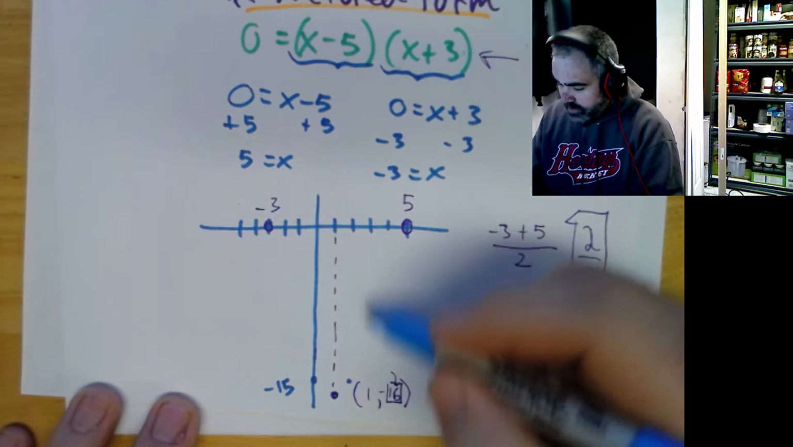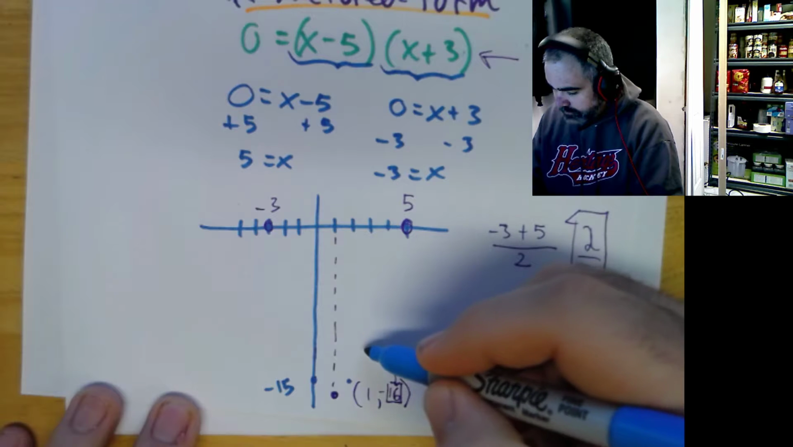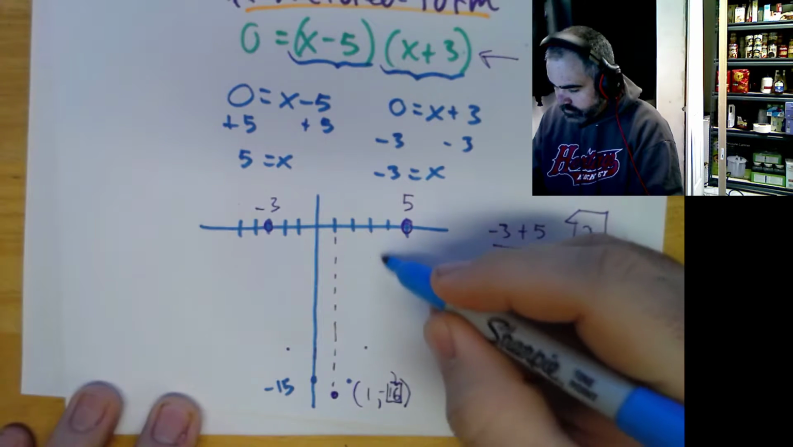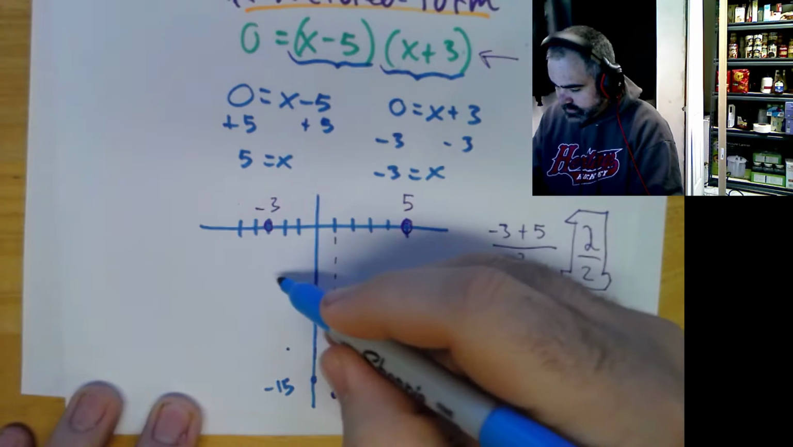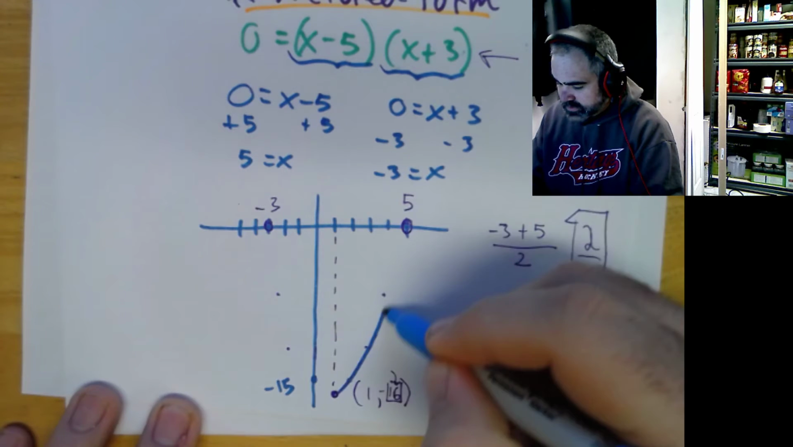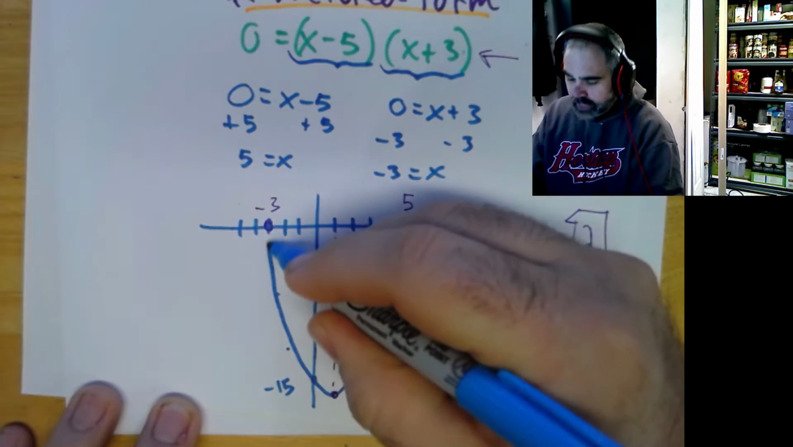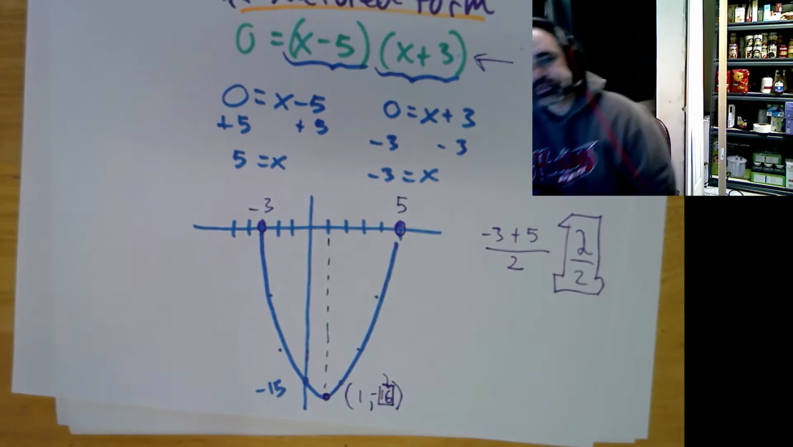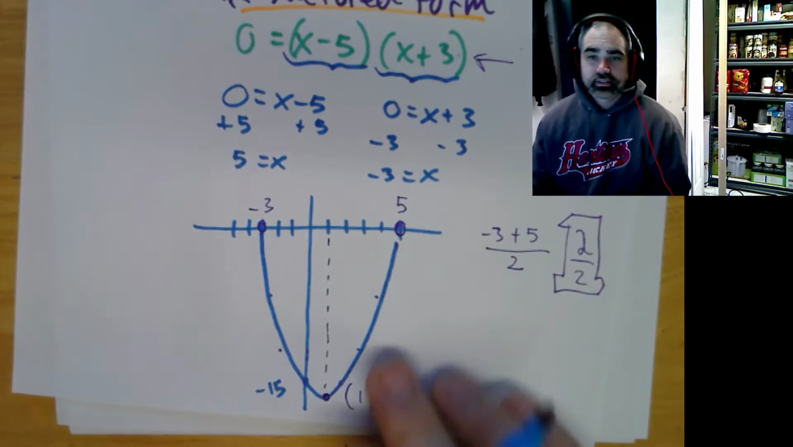So we went over 1, up 1, over 2, up 4, over 3, up 9, and I'm just sketching here right now. And we would go over 4 and up 16, which is why we get there. So here's my parabola, and I have all those points clearly marked with my sketch.